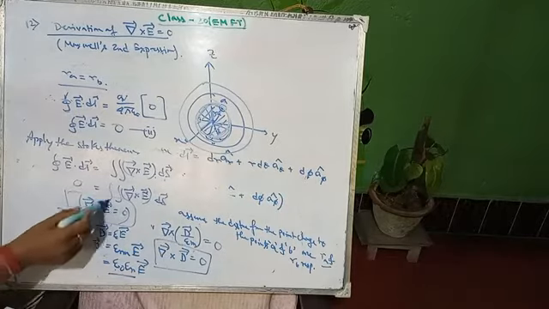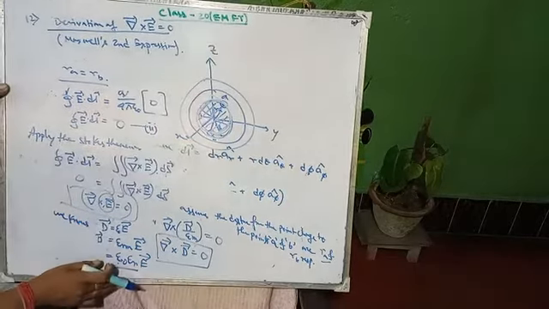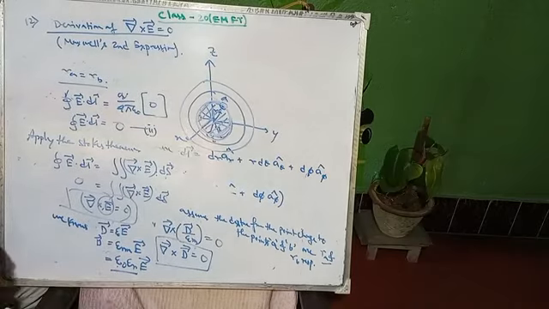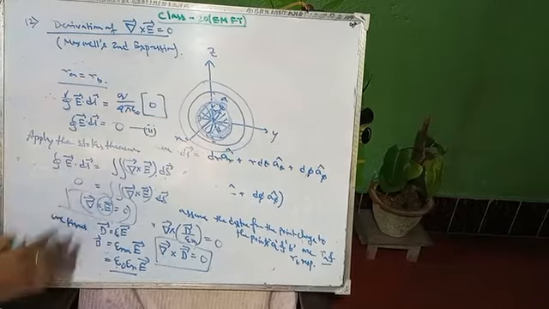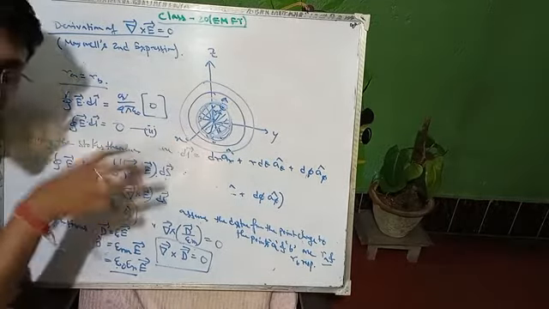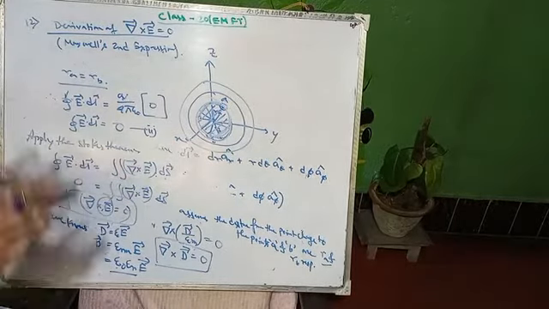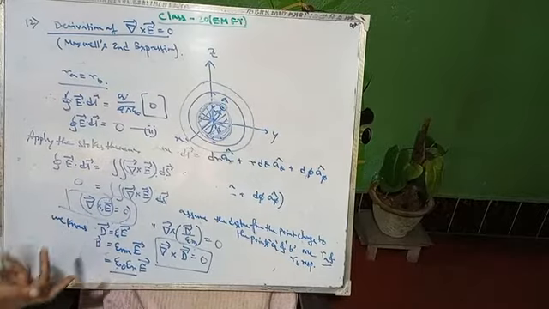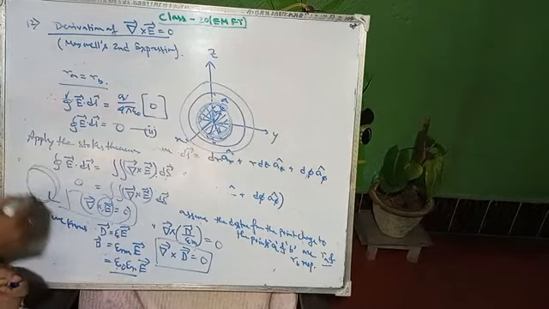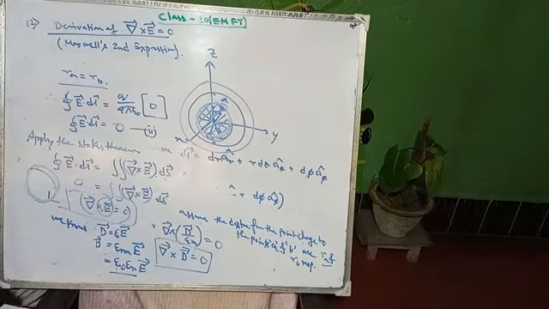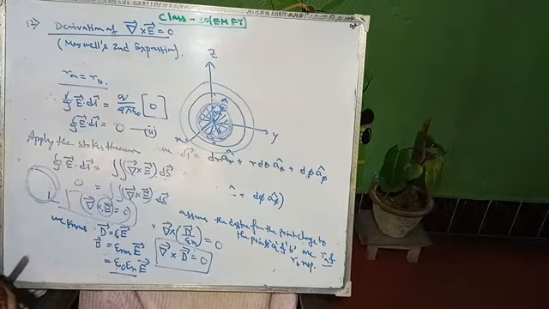So the electrostatic field is irrotational. Why is it called electrostatic? Because it has no movement, it cannot move, it has no rotation. That's why it is taken as an irrotational field.